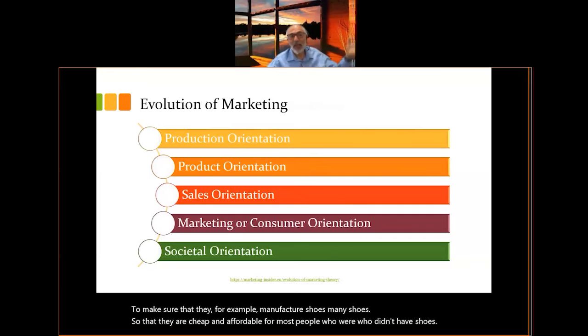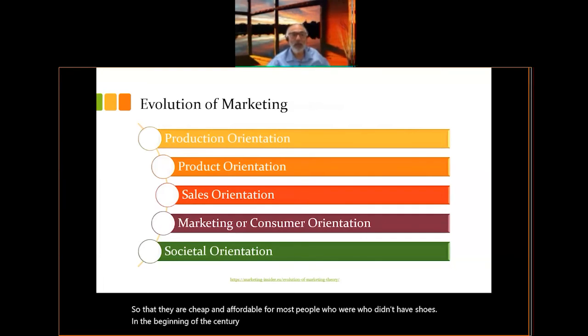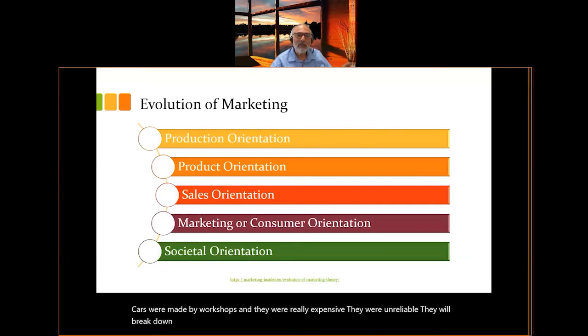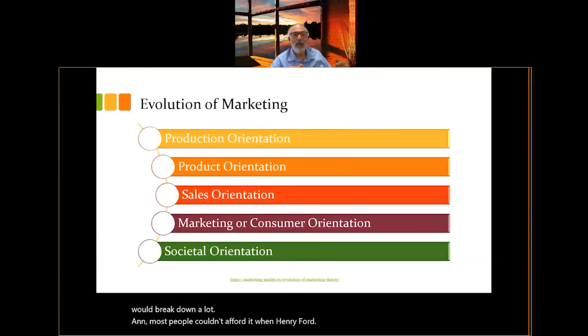In the beginning of the last century, when Henry Ford introduced mass production to the automotive industry, before that, cars were made by workshops and they were really expensive, they were unreliable, they would break down a lot, and most people couldn't afford them. When Henry Ford decided, I'm gonna make cars standardized. We're gonna introduce mass production into cars. We're gonna introduce the assembly line. Cars went from $1,500 per car to maybe $400 per car. And then they became really accessible and affordable to most people.